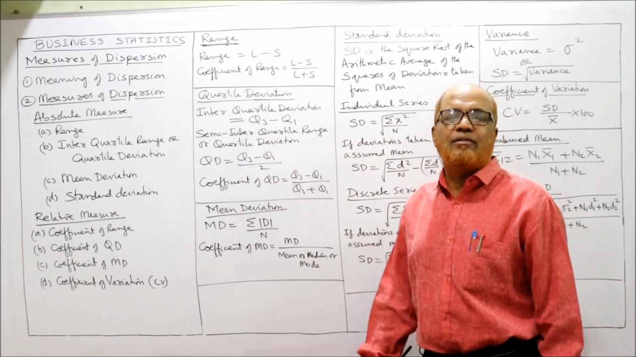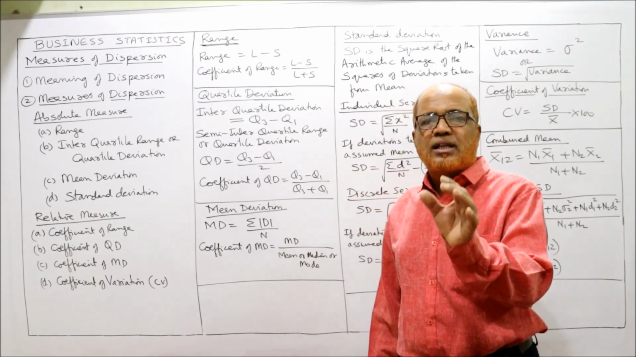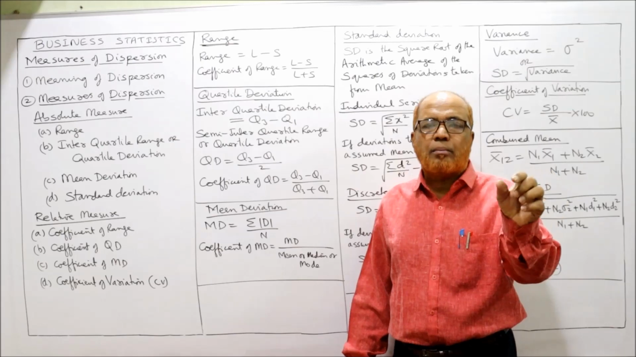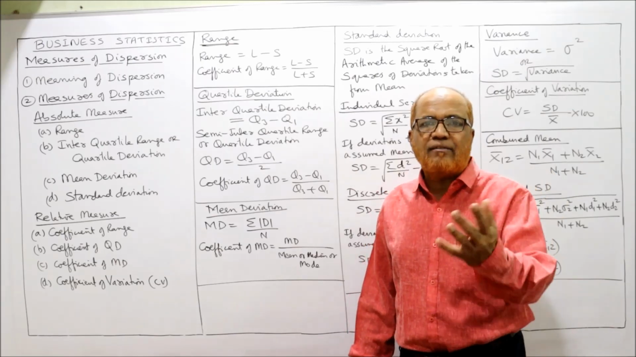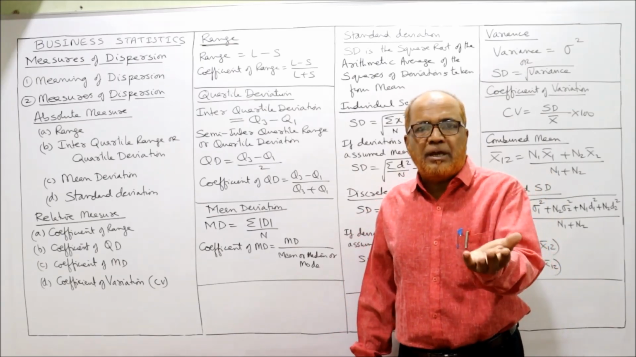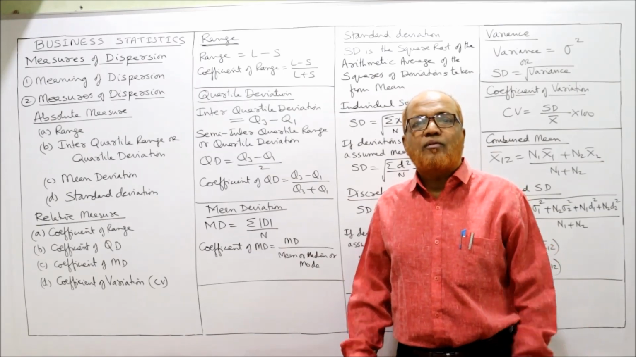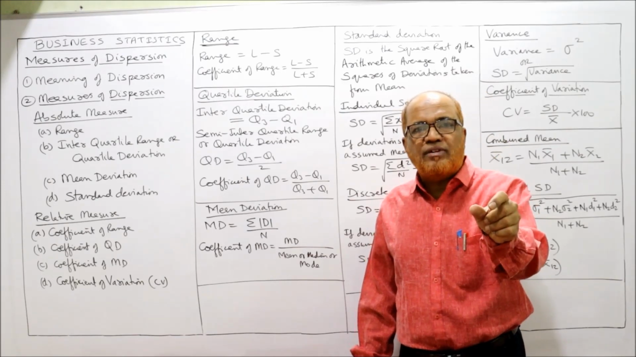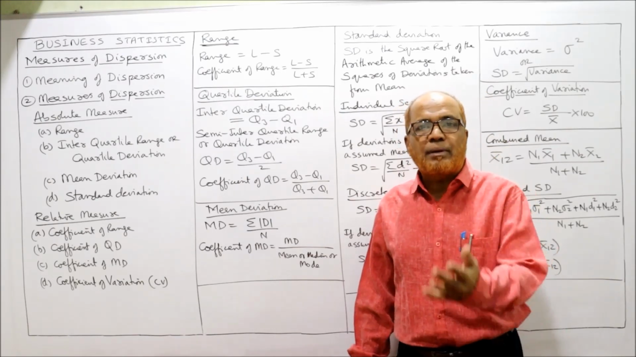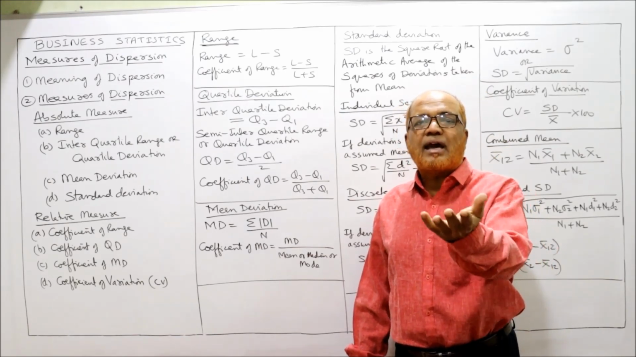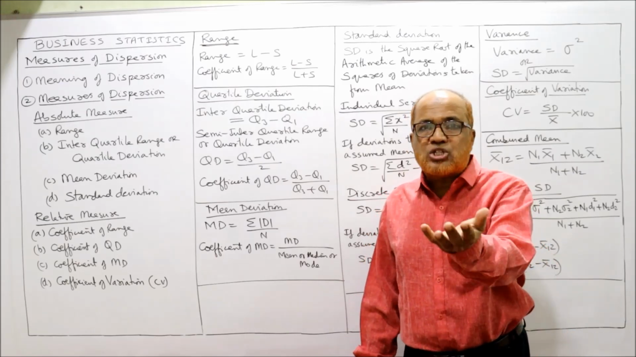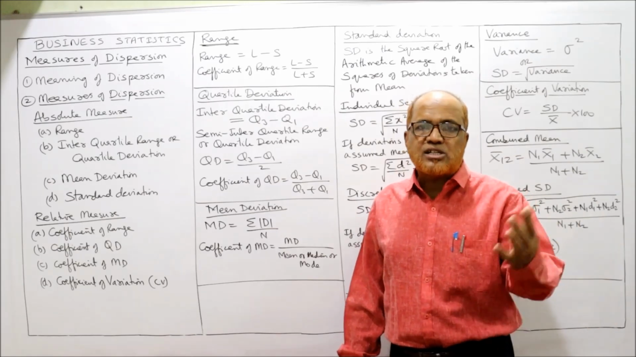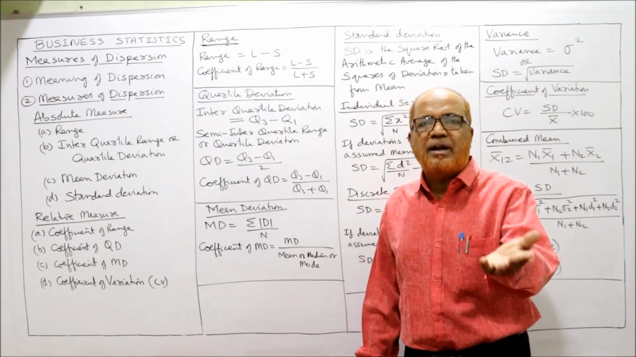The third method is mean deviation. Mean deviation shows the average deviation of the values from the mean or median or mode, from the central value. The central value may be mean or median or mode. So we take the individual values' deviations from the middle value, from the mean value. Then we calculate the average. So, the average deviation of individual values from the respective average. The respective average may be mean or median or mode.